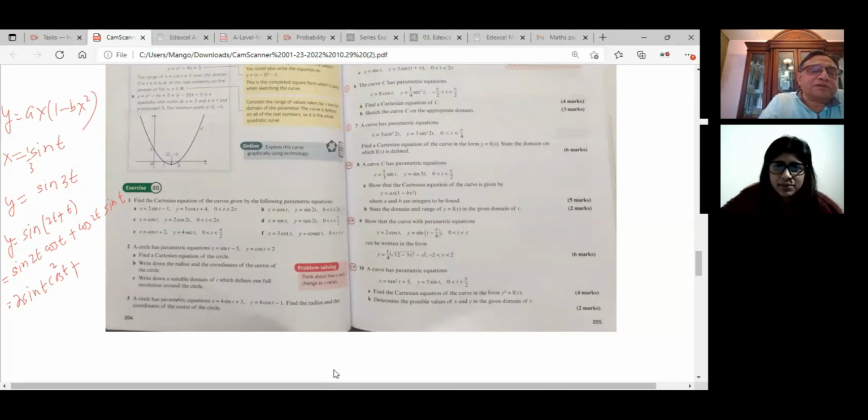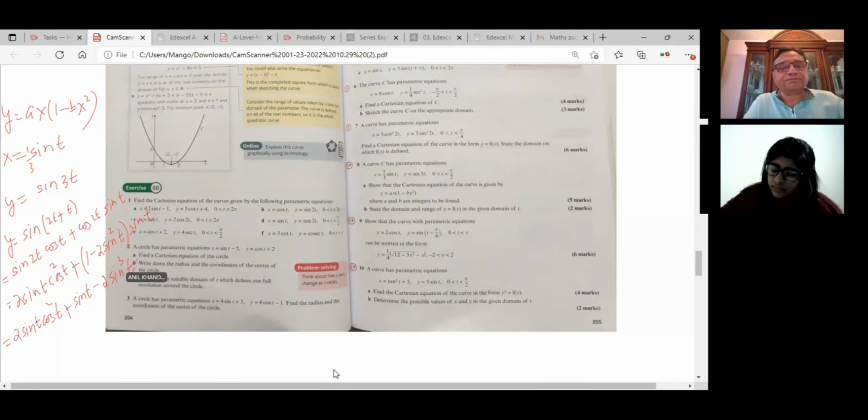Cos 2t can be written in three ways, so write it in sine: 1 minus 2 sine squared t, because x is given in sine. Expand: 2 sine t cos squared t plus sine t minus 2 sine cubed t.